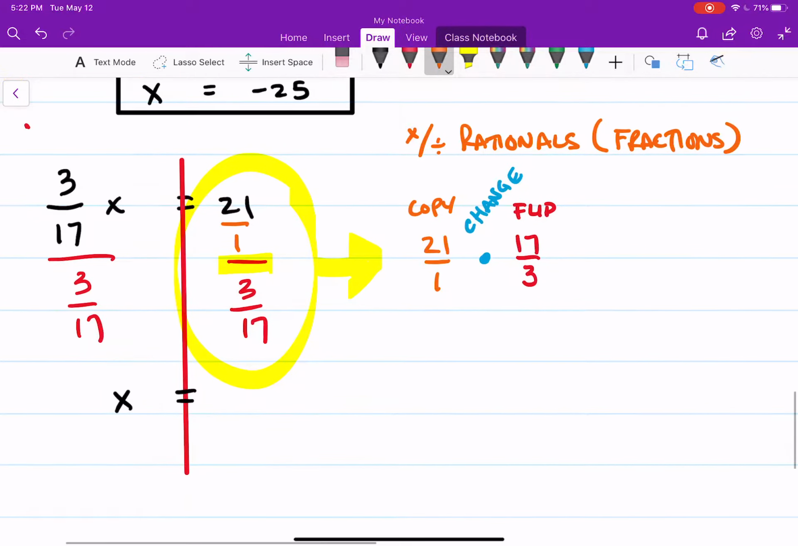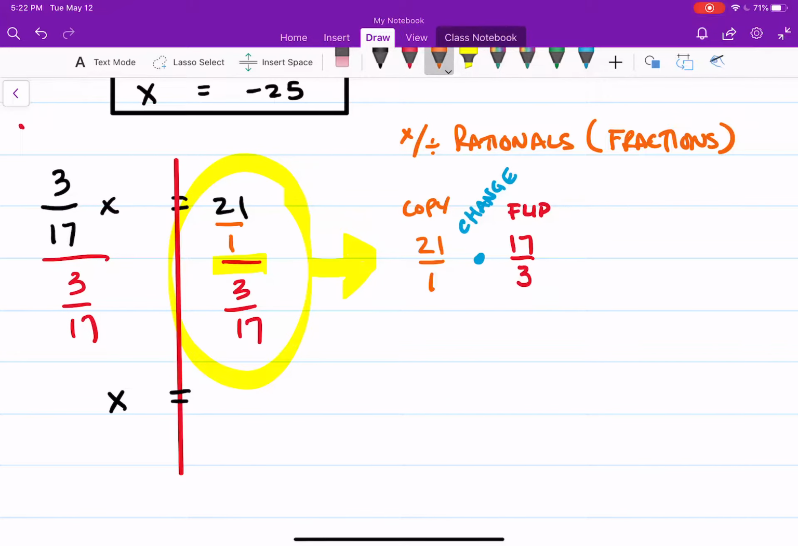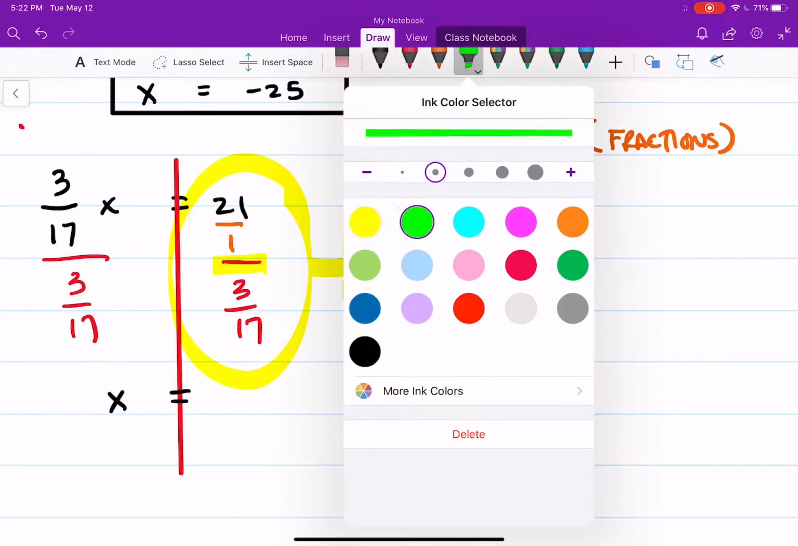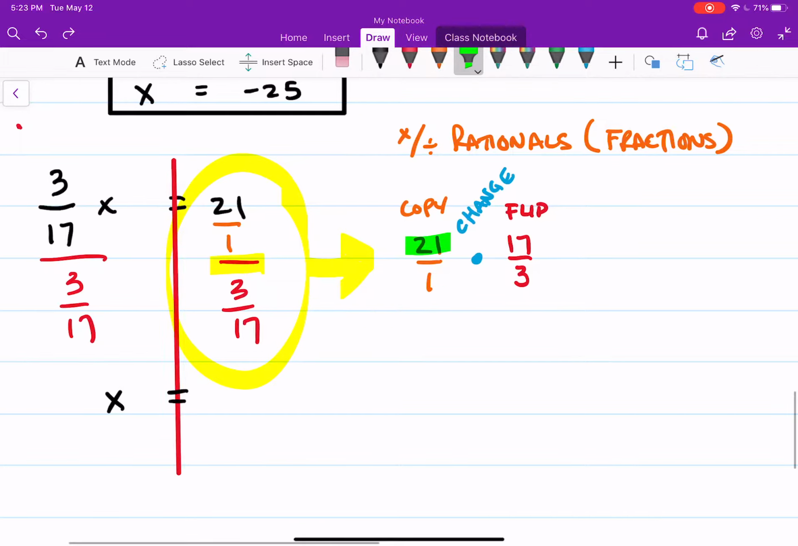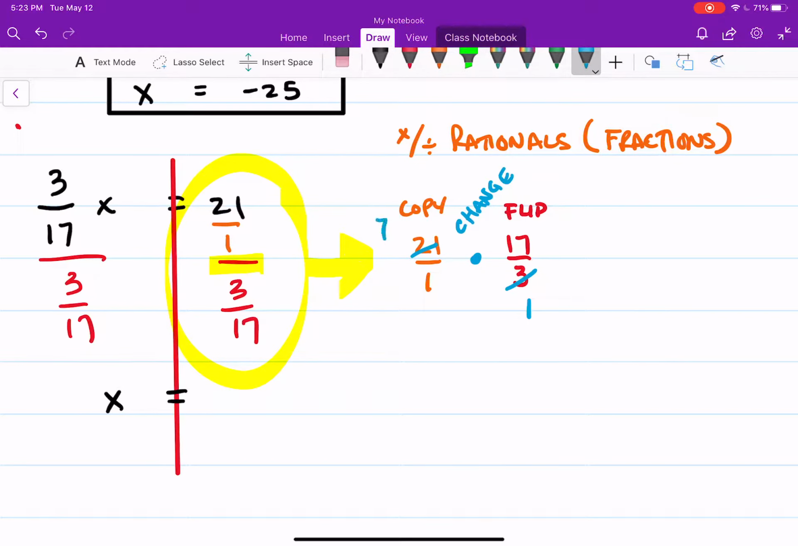Okay? So after I copy, change, flip, remember what I said before. What we want to look at is saying, okay, this is what we actually did. Does anything go into 21/1? You're like, nope. How about 21/3? So something from the top with something from the bottom. And I'm like, ooh, yes, there is. And I'll be like, well, what does? And you'll say, 3 does. And I say, okay, 3 goes into 3 how many times? Once. Goes into 21 how many times? 7.